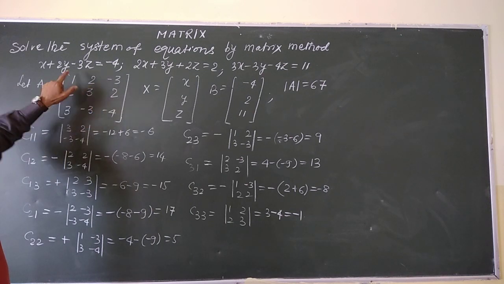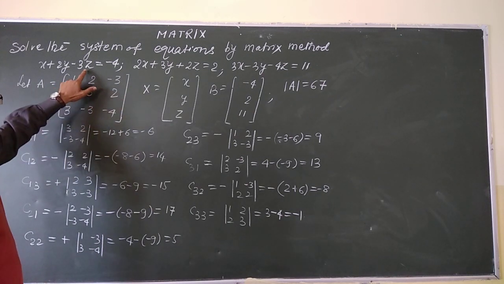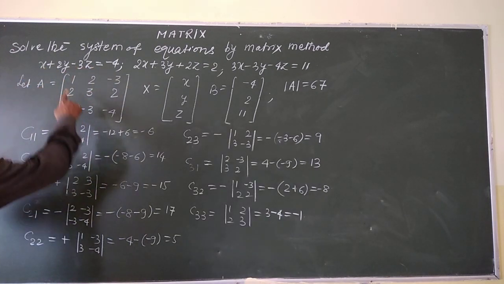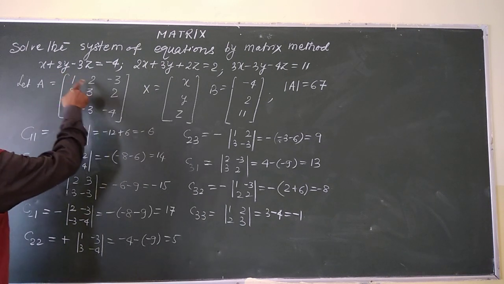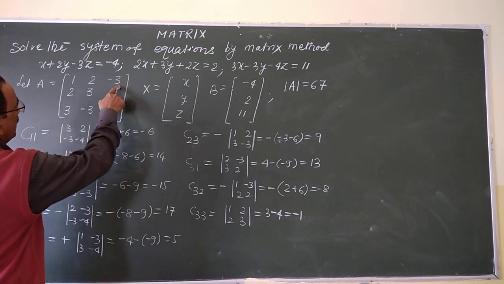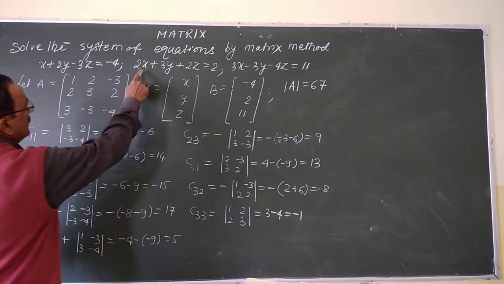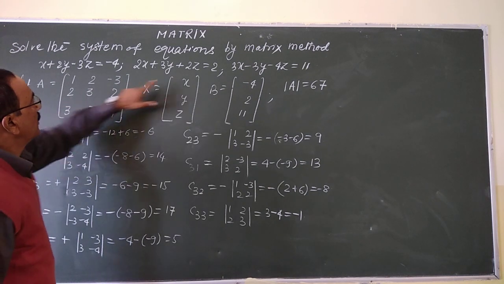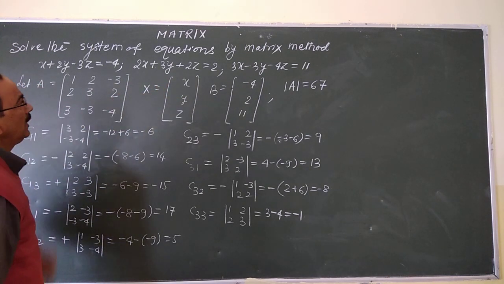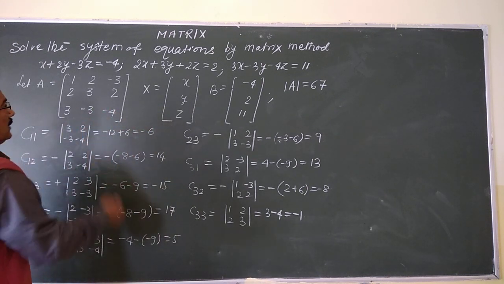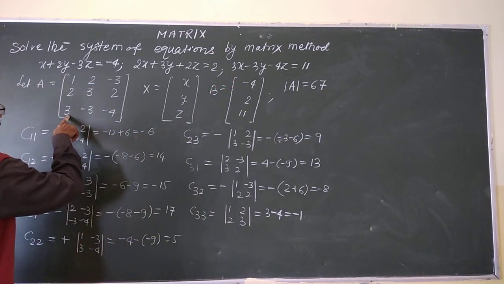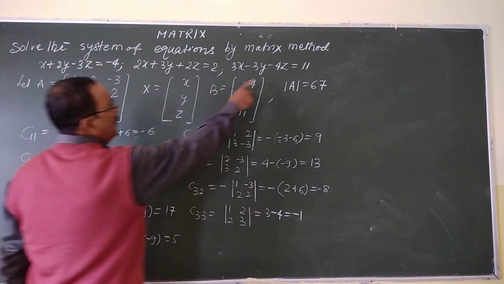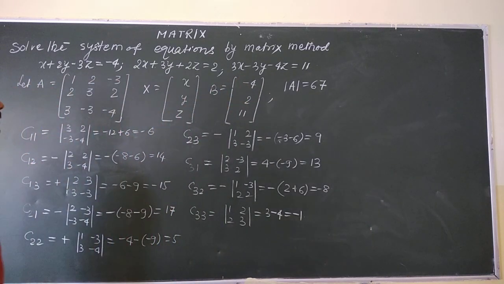Here matrix A is, for the first row we take coefficients of x, y, z from the first equation. Coefficient of x is 1, so 1. Coefficient of y is 2, so 2. Coefficient of z is minus 3, so minus 3. Then the second row from the second equation, coefficient of x is 2, here we are taking 2. Coefficient of y is 3, so 3. Coefficient of z is 2, so we are taking 2. Then from the third equation we take the third row, coefficient of x is 3, so we are taking 3. Coefficient of y is minus 3, so we are taking minus 3. Coefficient of z is minus 4, so we are taking minus 4.